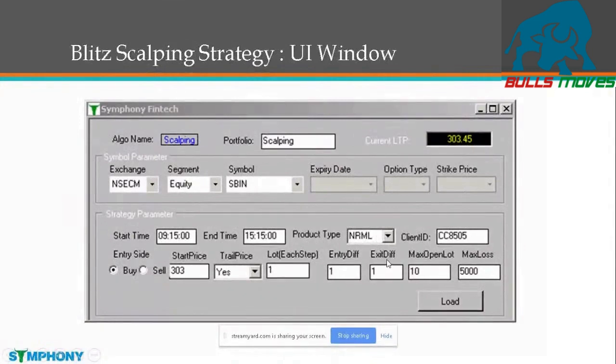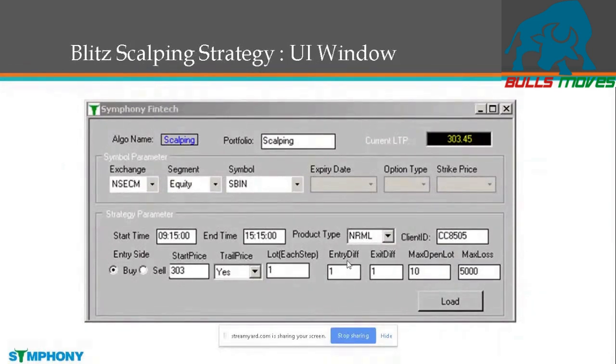And there will be the exit difference. Exit difference means the profit. Let's say 1 rupee downside you want to buy the fresh trade, and 1 rupee upside you want to book the profits. So you have to mention the exit difference as 1 rupee. And then there is the option like maximum open lot and maximum loss. Maximum open lot means up to how many quantities you want to execute your orders.